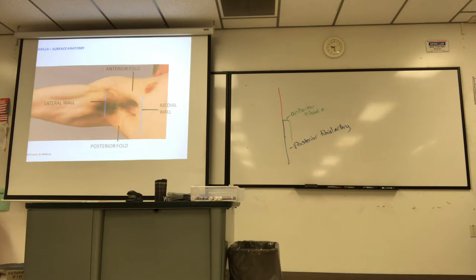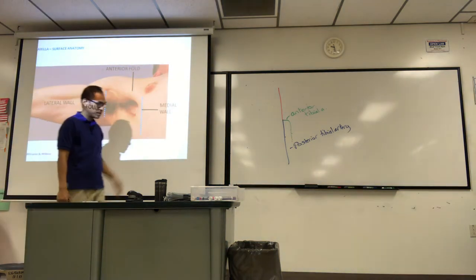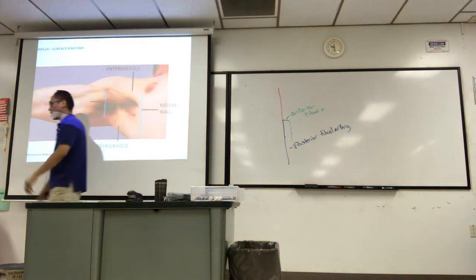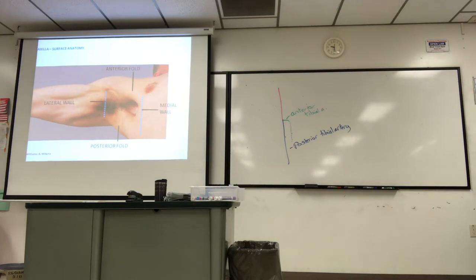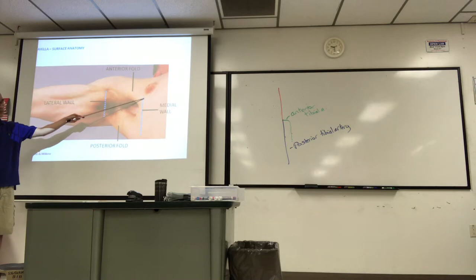There's a guy with his arm abducted. You have to abduct the arm to see the armpit. When the arm is adducted in the anatomical position, you can't see it. But with the arm abducted, you can see all of these boundaries. I'm not going to drill you on the axilla, but you should know these, like this muscle right there, like latissimus dorsi, teres major.